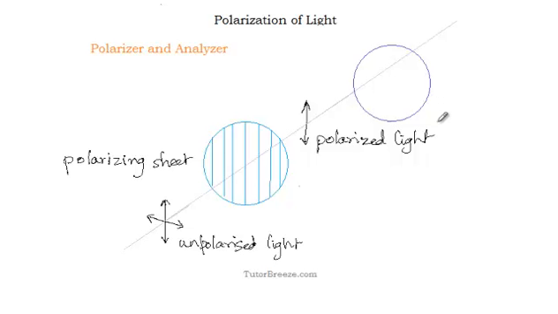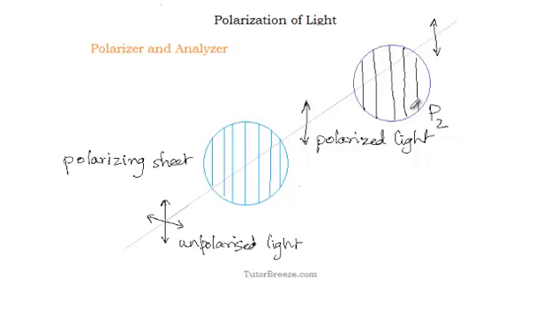Now let's place another Polaroid. Let's call this P2 and analyze this polarized light as we rotate the second Polaroid. Suppose initially the polarizing direction of this polarizer is also vertical. So in that case, the incident polarized light will be allowed to be transmitted through this Polaroid, and you will see a certain intensity at the other end.